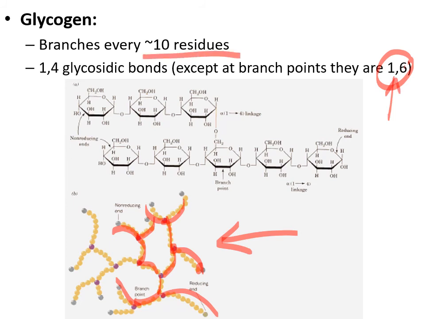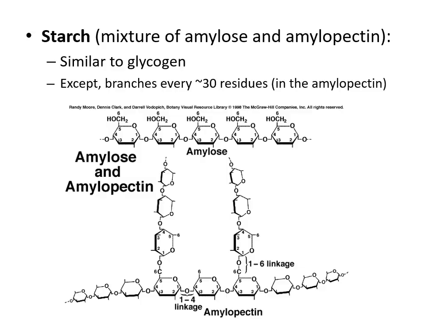It's about every 10 residues, which is another way of saying every 10 monomers, because they're not by themselves anymore. They're not really monomers, right? They're part of the chain now, and so we refer to them as residues. Starch is actually not a pure substance, it's a mixture, and so we have amylose and amylopectin. There can be some other things in there as well. So the amylopectin, anyways, is very similar to our glycogen.